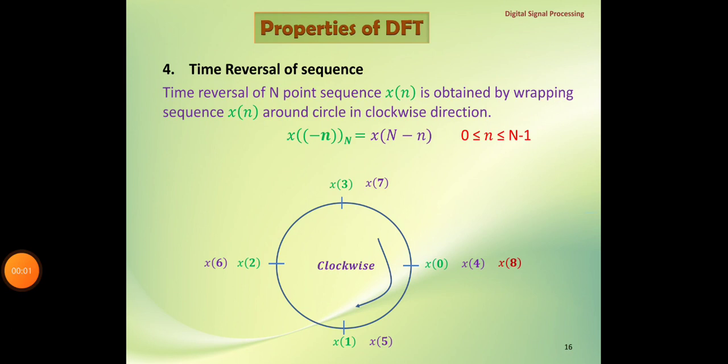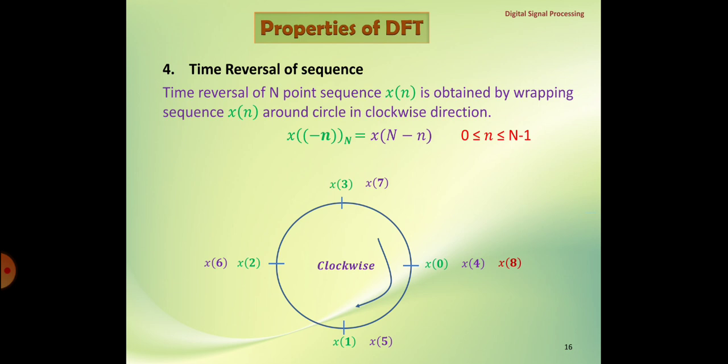See another property, time reversal of a sequence. Time reversal of an N-point sequence x of n is obtained by wrapping sequence x of n around a circle in clockwise direction, which is denoted as x of minus n modulo N, equal to x of N minus n, where the value of n ranges from 0 to N minus 1.